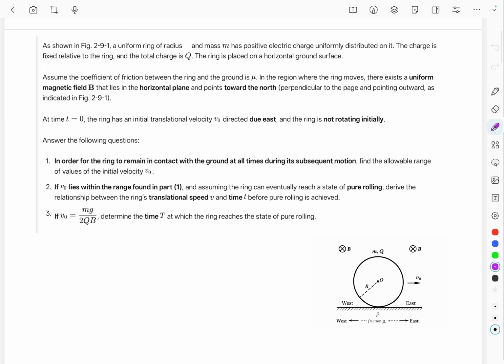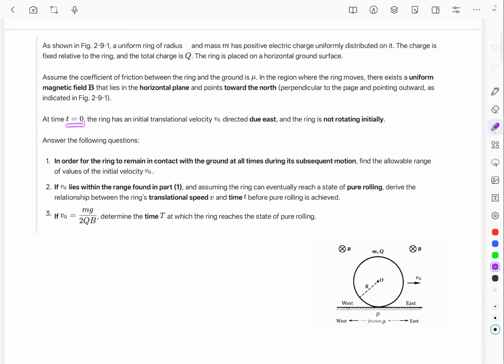Today's problem is based on rotation and a little bit of magnetism. We have a uniform ring whose radius is capital R and whose mass is small m. It has a positive charge of capital Q distributed on it. There is friction on the ground with friction coefficient mu. And we have a static magnetic field B that is into the page.